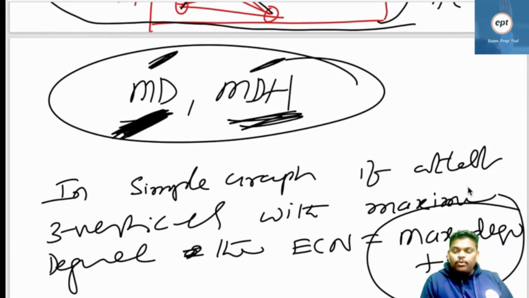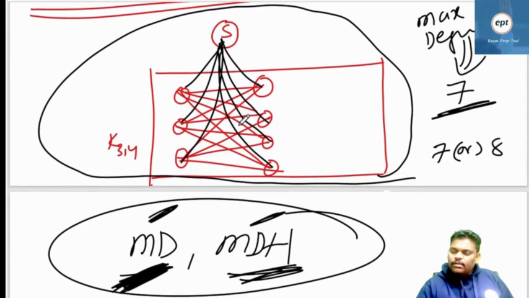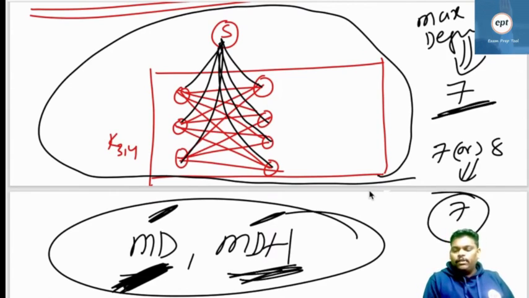At least 3 people with maximum degree. Can you help me now? Maximum degree 7. Here, are there at least 3 people with maximum degree? No. That is the reason. Then answer is going to be 7 only. If at least 3 people with maximum degree, then answer is 8.